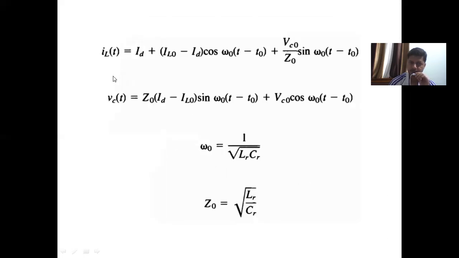If you solve these two equations, again you get these sort of equations where once again omega 0 is the angular resonant frequency given by 1 upon under root of LRCR, and Z0 is the characteristic impedance in ohms given by under root of LR by CR. As you can see in this case, the capacitor voltage does not have any offset. It will be a pure sinusoid passing through 0 at regular intervals. The inductor current does have an offset of ID. So it can or cannot pass through 0 depending on what is the value of ID.